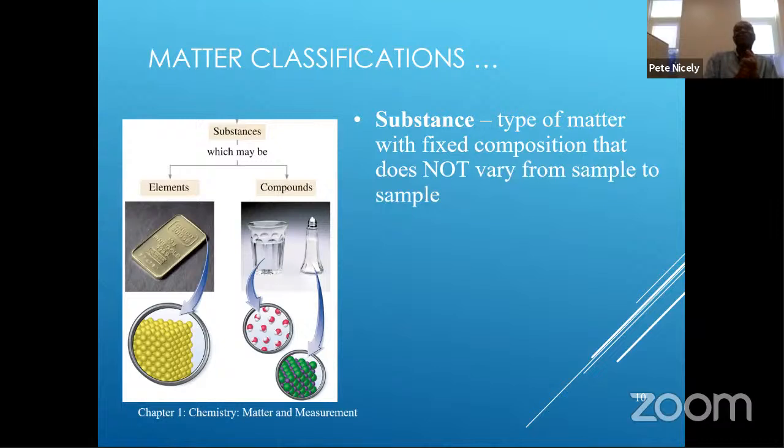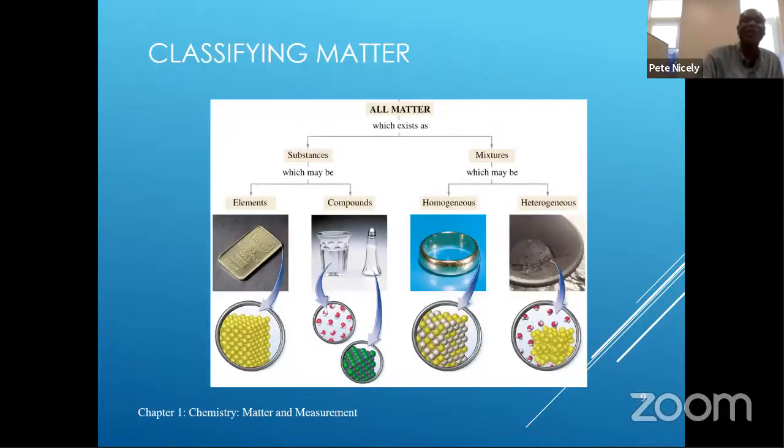Now, when it comes to the classification of matter, let me go back to the previous slide here. You can have matter being categorized into these two separate categories. You have substances, and then you have mixtures, right? So what we're going to look at is this part of this diagram here, because as you're going to see, substances as a group can be further subdivided into two other categories, elements and compounds.